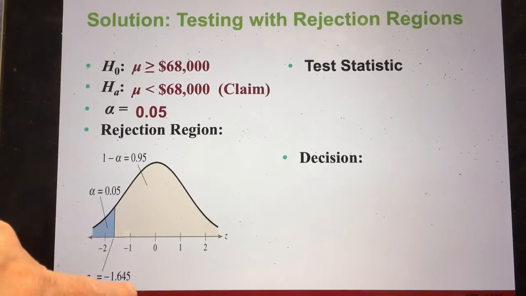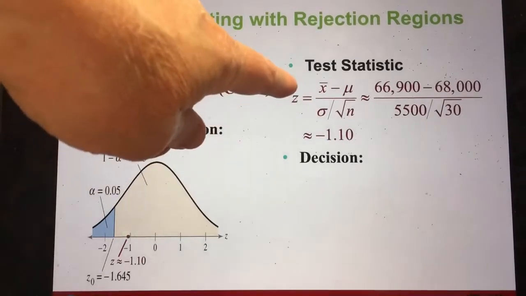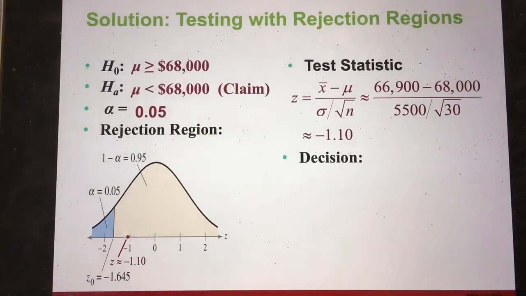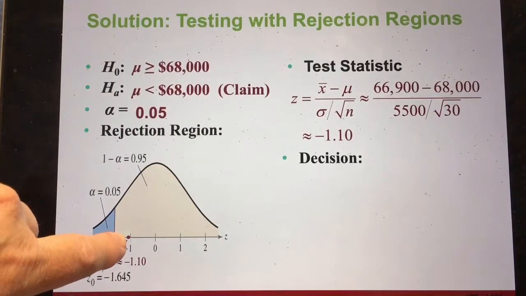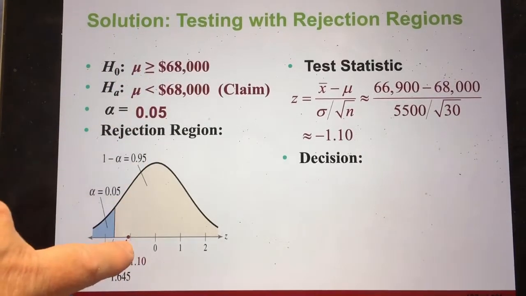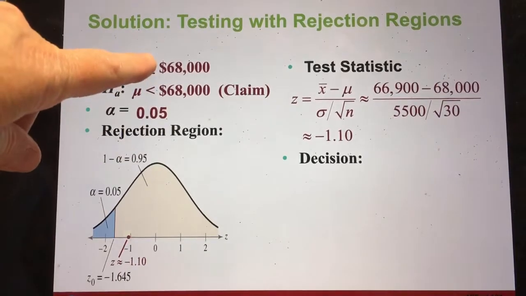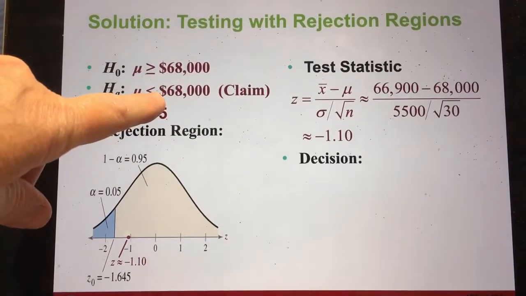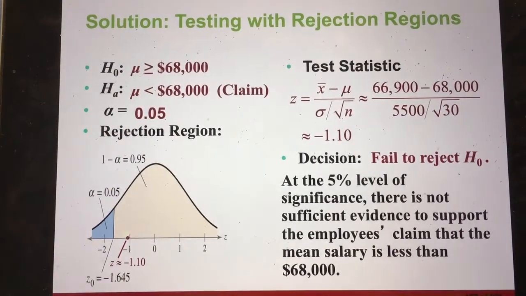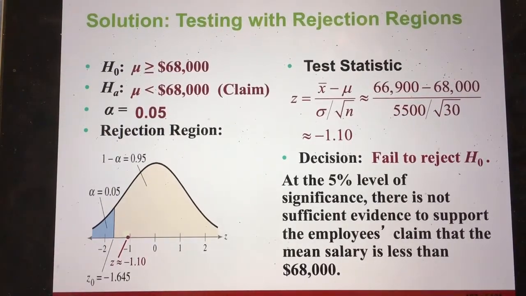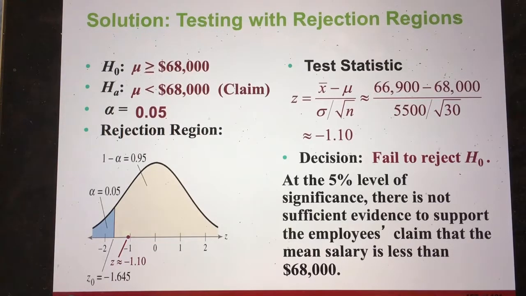Then we find our test statistic, which means we calculate that. We get negative 1.10, which is not in the rejection region. Therefore, we fail to reject the H sub O, which means that we have enough evidence to support the claim. Okay, so there's not enough evidence to support the employee's claim.